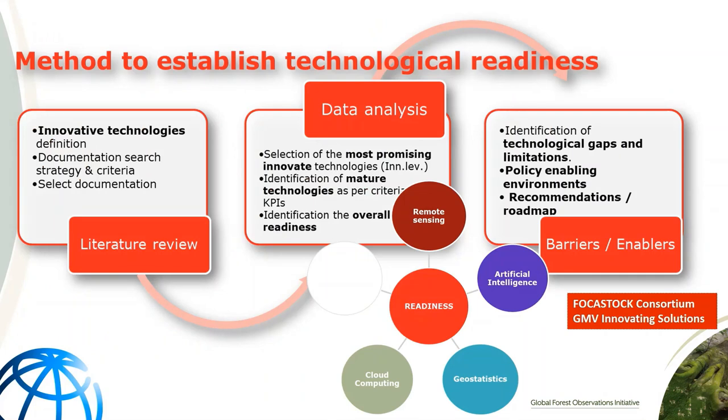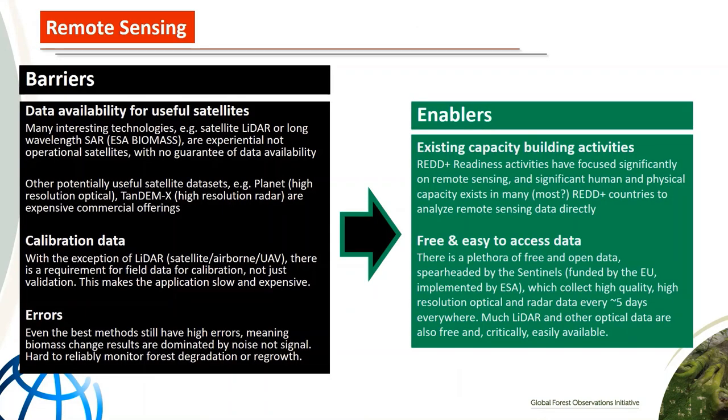The methods to establish the technological readiness include three components: 1, literature review for identifying innovative technologies and selecting relevant documentation. 2, data analysis for selecting the most prominent innovative technologies using key performance indicators in remote sensing, artificial intelligence, geostatistics, and cloud computing. This presentation will not cover policy. And 3, identifying the technological gaps and limitations and providing recommendations for a roadmap. The next slides will present the findings with focus on the barriers, enablers, and general conclusions within each of the areas of innovative technologies, starting with remote sensing.